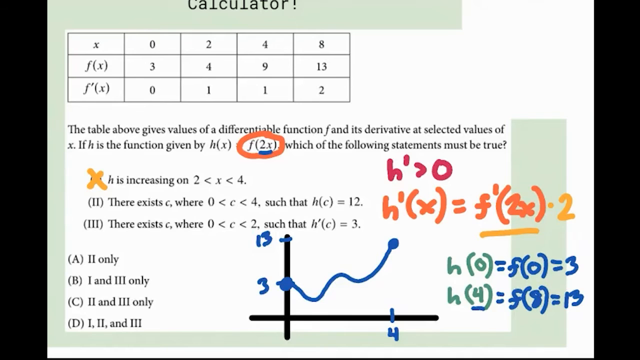And it's saying, is there some value between 0 and 4? So on this interval, is there some number in between where it's equal to 12? And your answer would be yes. Okay, what theorem is that where there's some number in between?